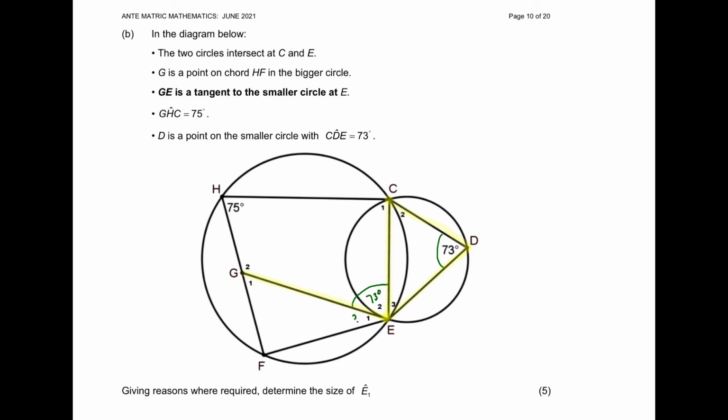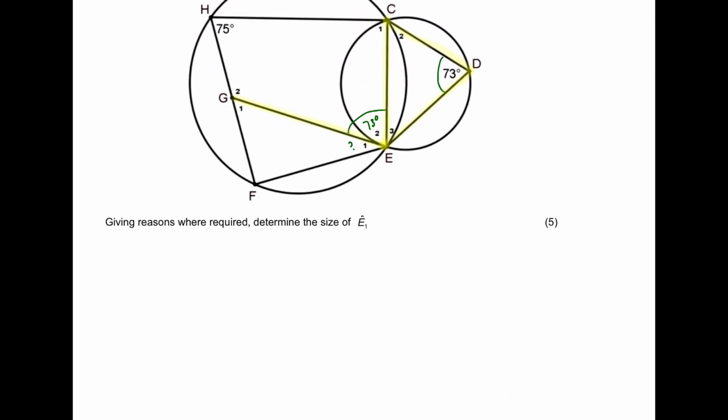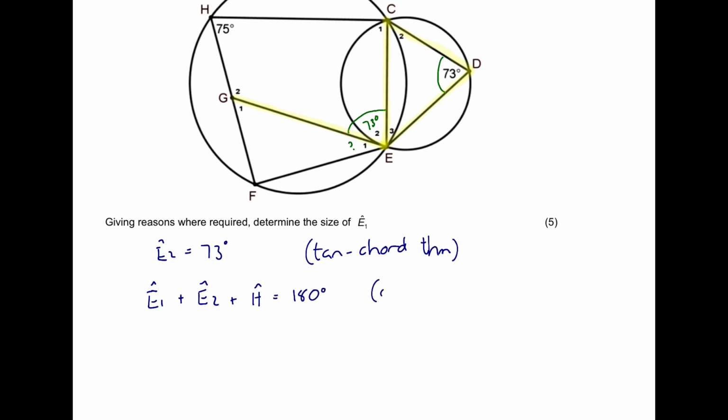So we basically need to say, remember we're solving for E1. So E1 plus E2 plus 75 equals 180 degrees. All right, so let's put it all together. Try and fit everything on. Okay. So, our starting point, as we said, is that E2 was equal to 73 degrees, and the reason is tan chord theorem. And then secondly, angle E1, which is the angle we're looking for, plus angle E2, plus angle H must be equal to 180 degrees, and that's opposite angles of cyclic quad.